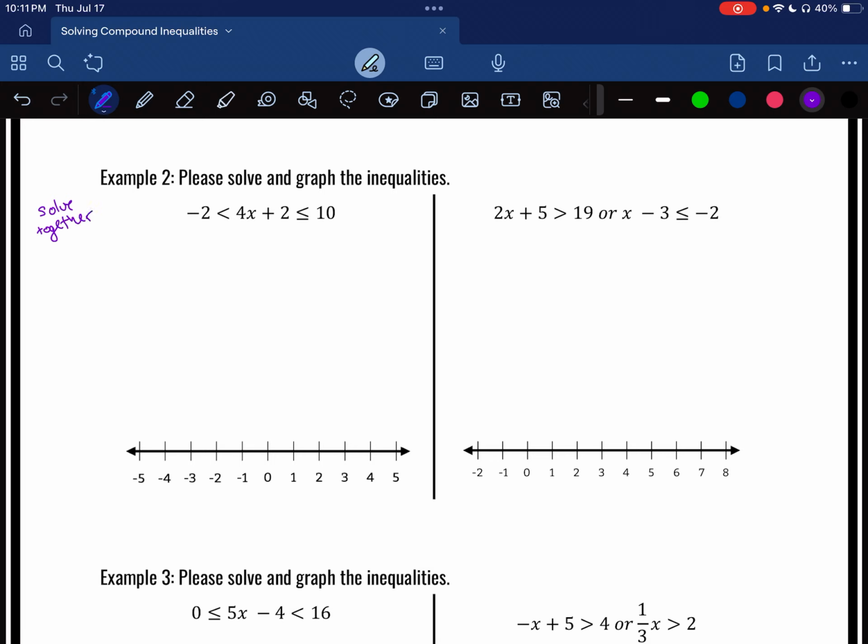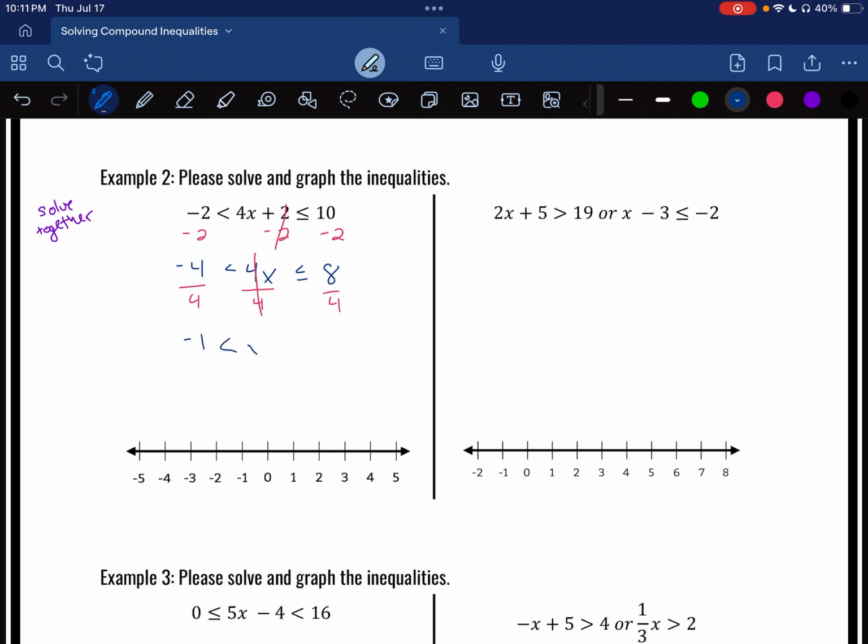So I need to get rid of this adding 2, so I'm going to subtract 2. But I'm going to subtract 2 everywhere, in all three expressions. So I'll have negative 4 here. I'll have less than 4x is less than or equal to 8. Now I need to get rid of multiplying by 4, so I'll divide by 4 everywhere. So I'll have negative 1 is less than x, which is less than or equal to 2.